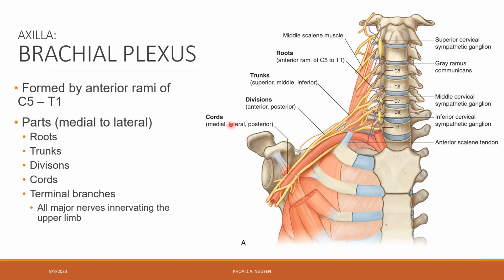And from these three cords, five terminal branches get their origin. Those five terminal branches are the musculocutaneous nerve, the radial nerve, the median nerve, the ulnar nerve, as well as the radial nerve. Okay, so once again, it's the musculocutaneous nerve, the median nerve, the ulnar nerve, the radial nerve, and the axillary nerve. I think I missed the axillary nerve the first time. Those are the five terminal branches.